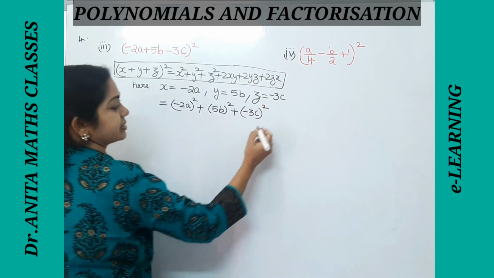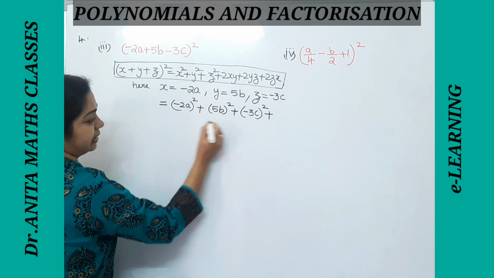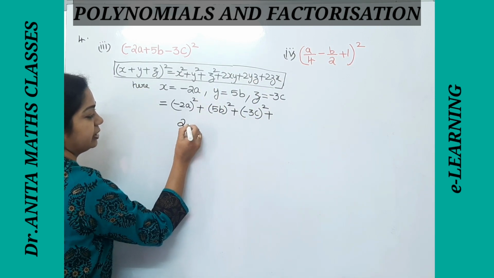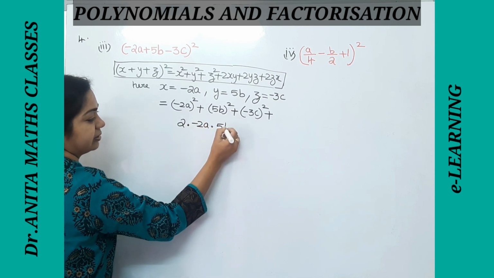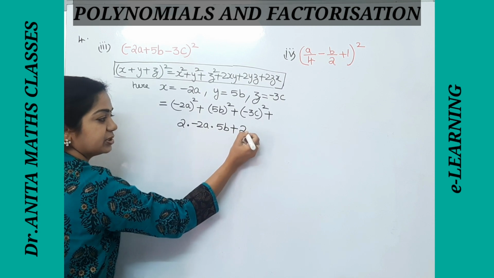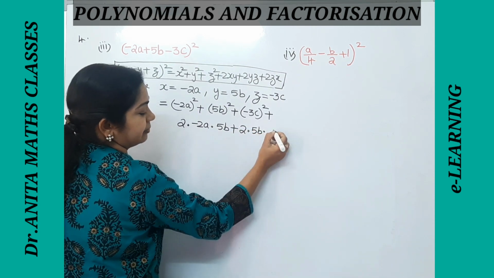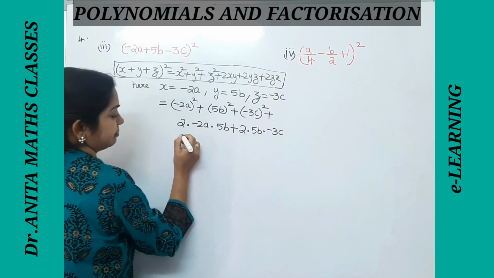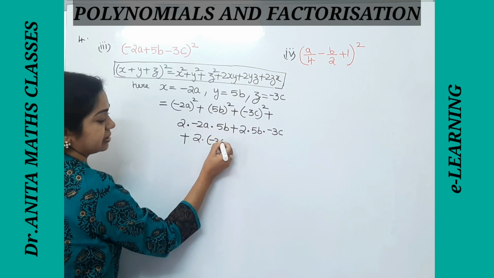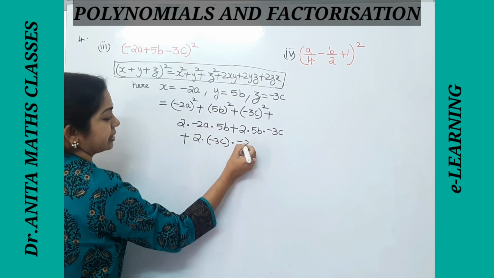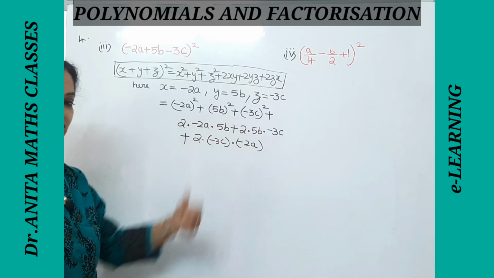Likewise, plus again 2 into x into y. Let me write here: 2 into x, which is minus 2a, into y, which is 5b. Again plus 2 into y value, which is 5b, multiplied by z value, which is minus 3c, plus here 2 into z value, which is minus 3c, into x value, which is minus 2a. Be cautious with the negative signs while substituting.